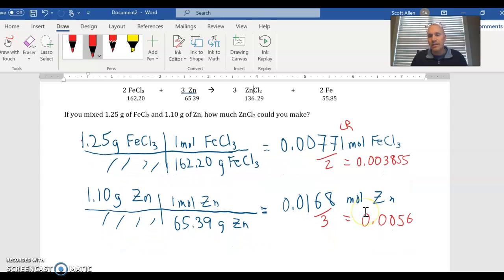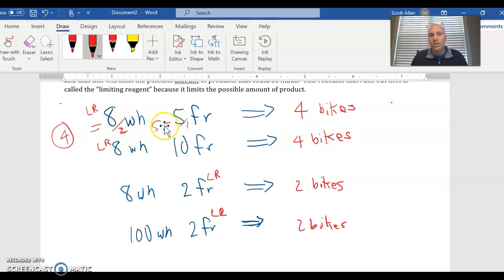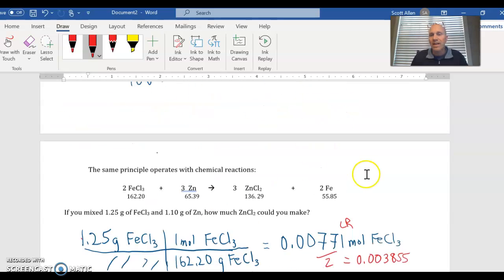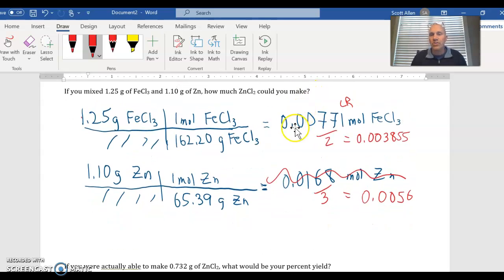And after you figure out that this runs out first, the amount of this doesn't matter. Why does that not matter? Just think about these examples here. Once you figured out that the wheels ran out first, did the amount of the extra thing matter? Whether it was 5 frames or 10 frames, if this thing runs out first, you still got the same number of bikes. So after we figure out that this runs out first, we don't really need this number anymore. To finish up the problem, we're going to just start with this number right here.